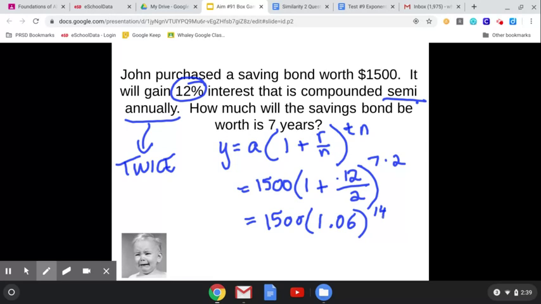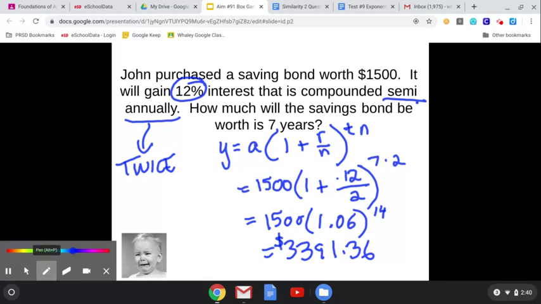Now I'm just going to go ahead and type it in. 1,500 times 1.06 to the 14th and I end up with $3,391.36. That's how much it'll be worth in 7 years. And again, I use that compound interest formula because the problem talked about the interest compounding.